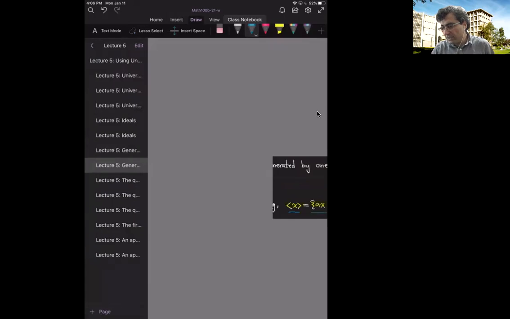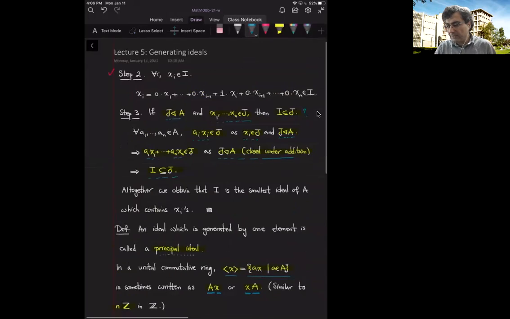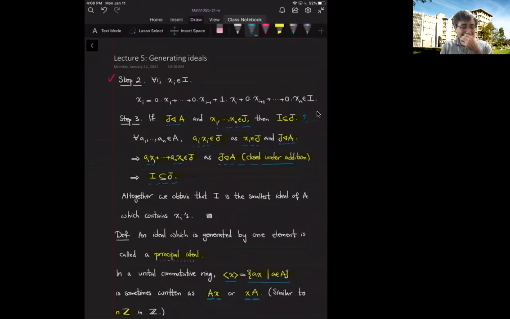Now, next we say why I contains the x sub i's, and that's rather easy. I have to say why x sub i can be written as a linear combination of x1 through xn. We pick coefficients 0 for all the terms except x sub i, and for x sub i we pick 1. Then clearly x sub i is written as an A-linear combination of x1 through xn, therefore it belongs to I.